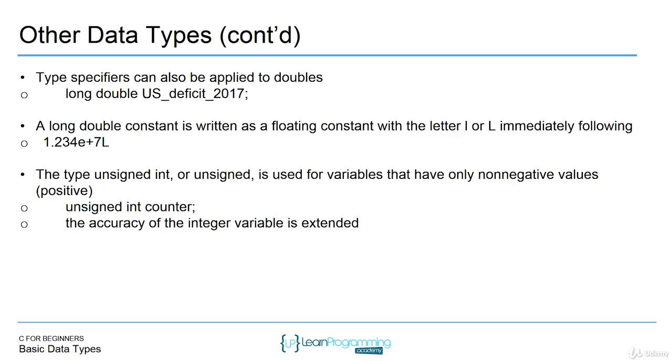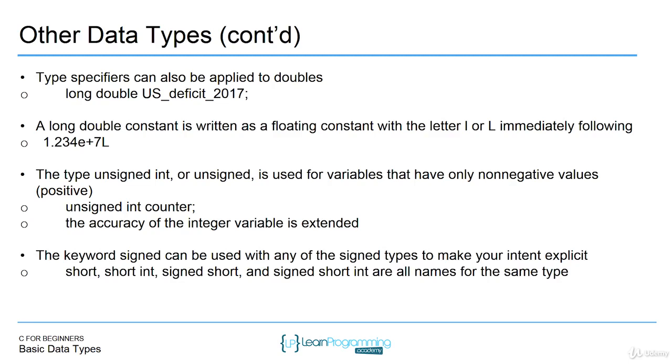Now, that's how it works in theory. Some compilers don't enforce it. But if you were to create an unsigned int and you tried to assign a negative number, the compiler should complain. So unsigned int counter, for example. And again, this allows the accuracy of the integer variable to be extended to only allow positive values. So it's making your program more efficient by using all of these more specified data types. Also, there's the signed data type that can be applied to ints, floats, and doubles, or shorts, signed short, signed int.